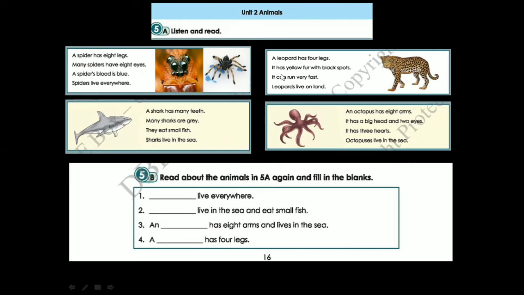Okay, leopard. A leopard has 4 legs. It has yellow fur with black spots. It can run very fast. Leopard lives on land.